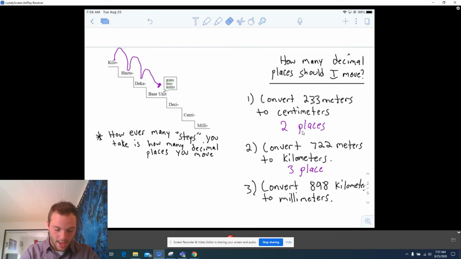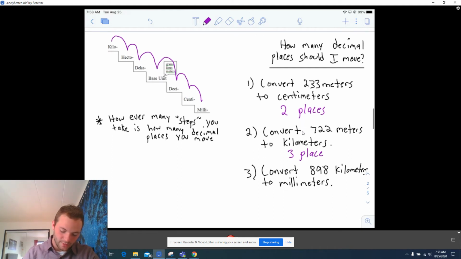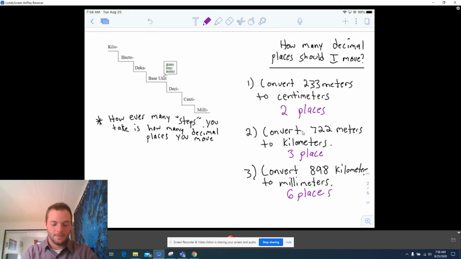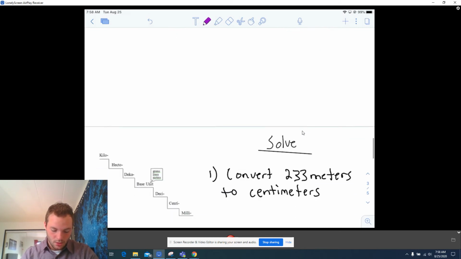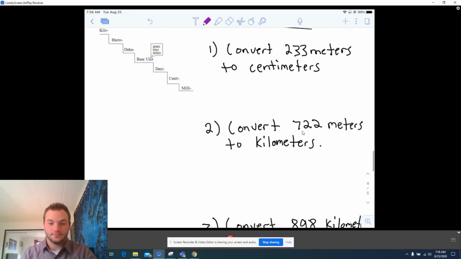So here we have kilometers to millimeters. So I just need to see how many steps that's going to be. That's going to be 1, 2, 3, 4, 5, 6 steps to get there. So I'm going to move the decimal 6 places. Okay. So now let's put it all together.